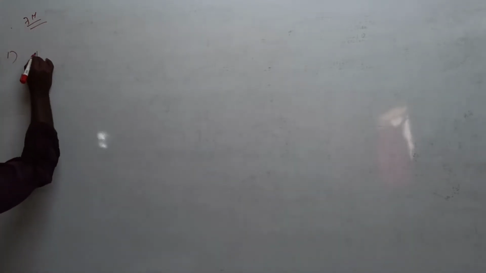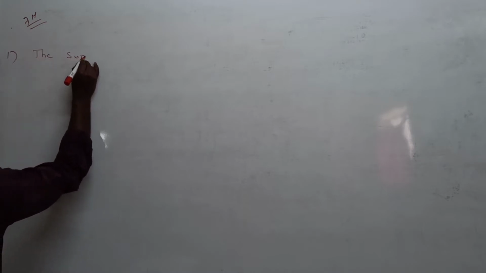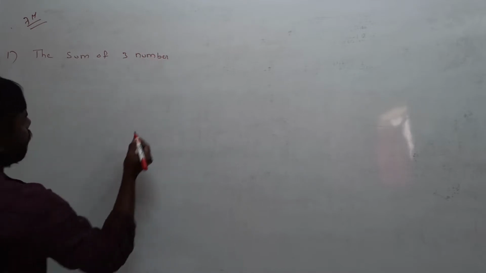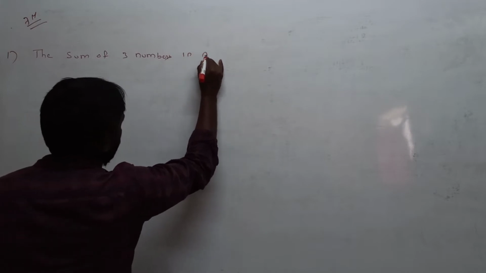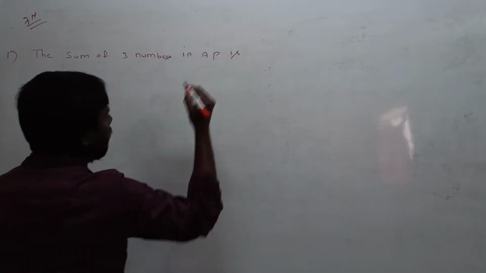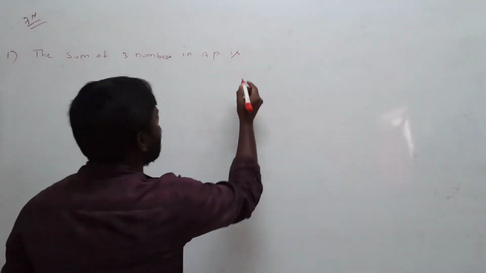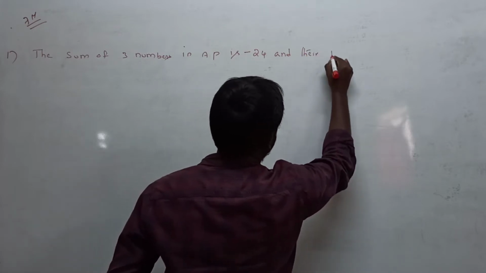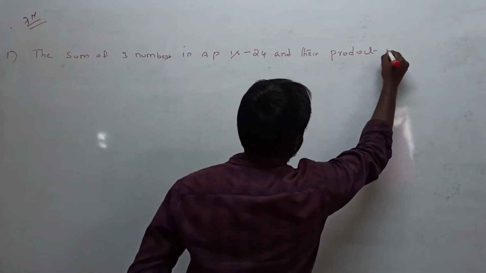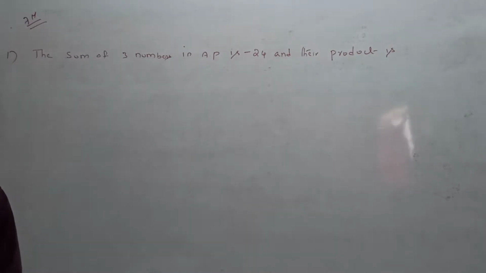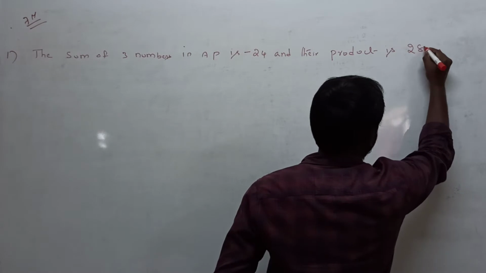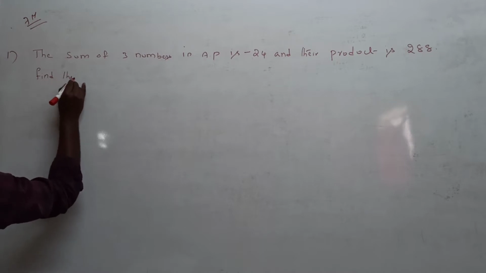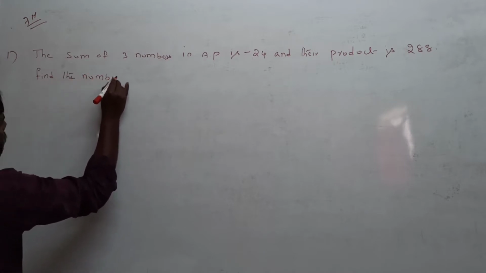The sum of three numbers in arithmetic progression is minus 24 and their product is 288. Find the numbers. Listen carefully. What are they asking?